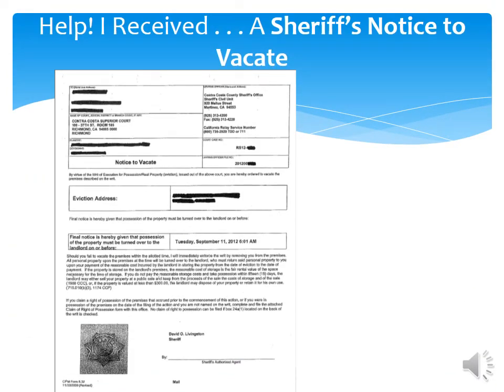After that comes the trial. And there's no real document for the trial, but the trial really is going to go one way or another. Either the plaintiff is going to win or the defendant is going to win. If the plaintiff wins the case, then the notice to vacate will issue.